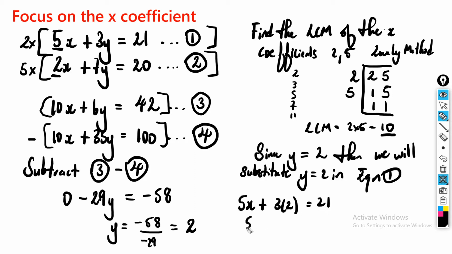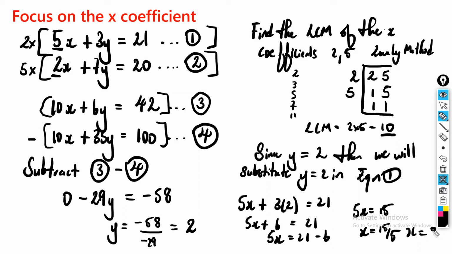Then we're going to get 5x plus 6 is equal to 21. And then 5x is equal to 21 minus 6. Then we're going to end up with 5x is equal to 15. And then x should be equal to 15 divided by 5. So x is actually equal to 3. Cool. So at the end, the answer is y is equal to 2 and x is equal to 3. Cool. And we solved the simultaneous equation.